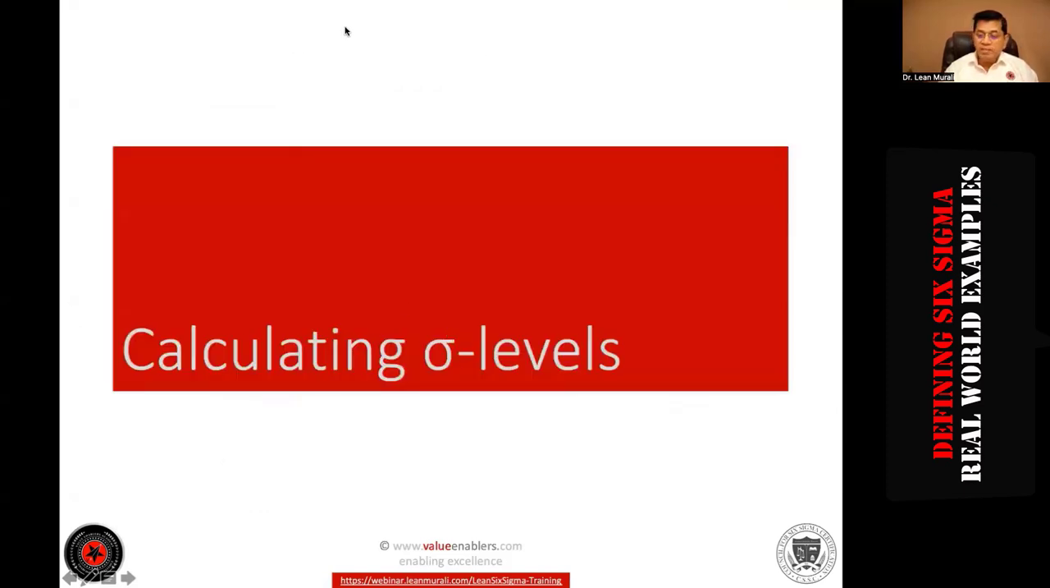So let's calculate the Six Sigma levels. How many of you are ready? Just type ready in the chat box. Let's calculate Six Sigma levels. Good. And this is also quite interesting, how to calculate the Six Sigma levels.